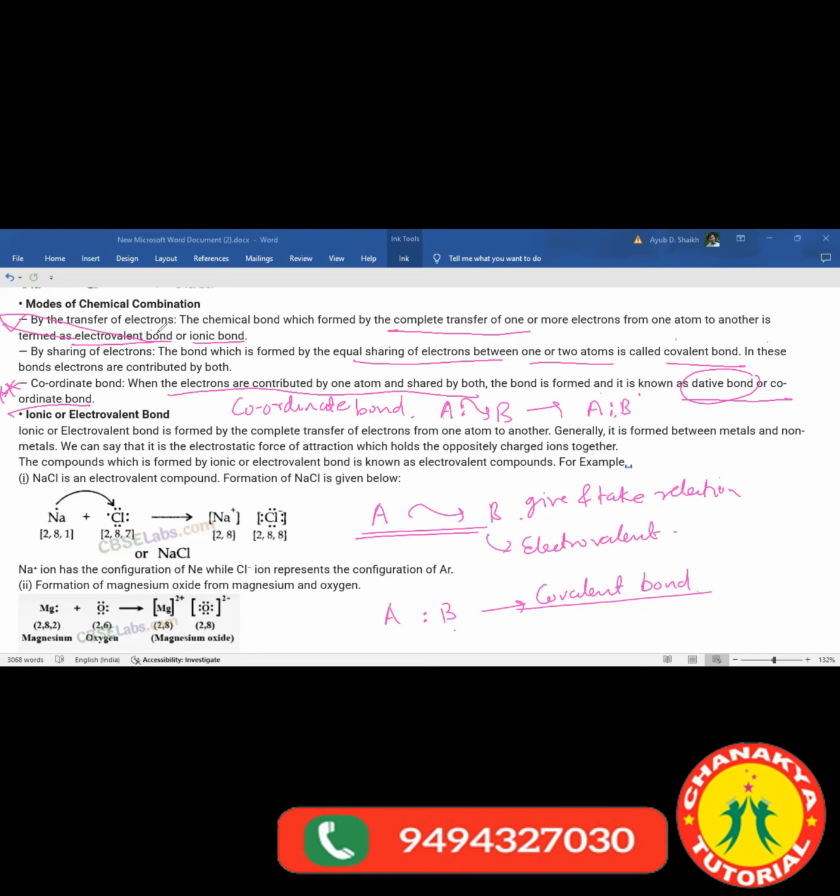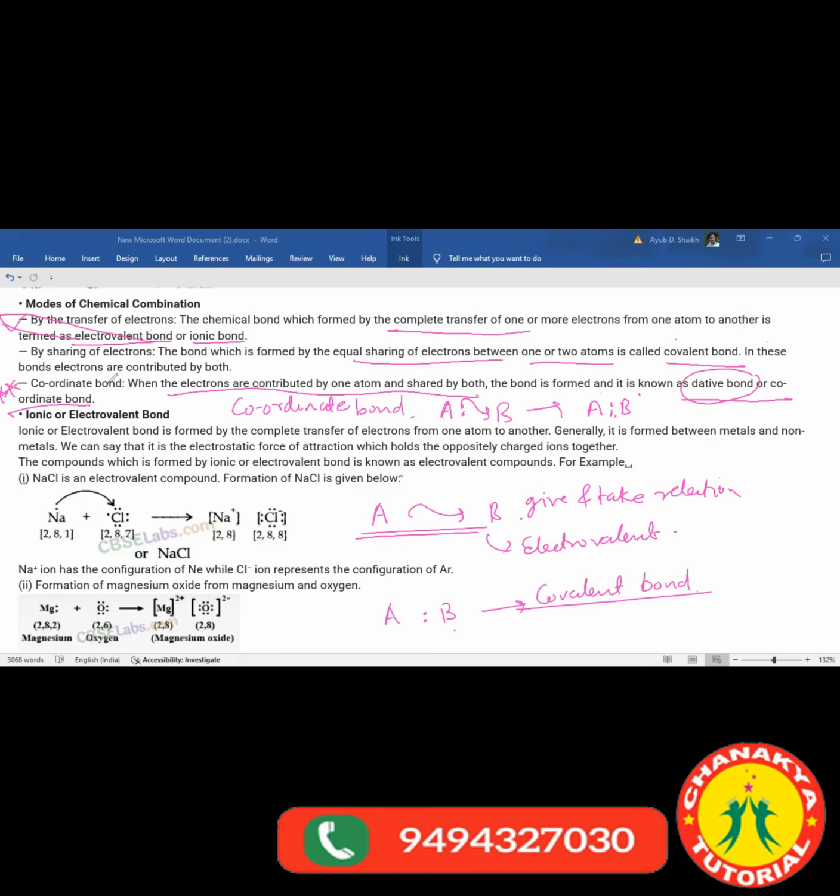But in this coordinate bond, A gives the electron, but it also shares a pair of electrons with it. It won't be a single electron. There would be a pair of electrons. Understanding? Clear?